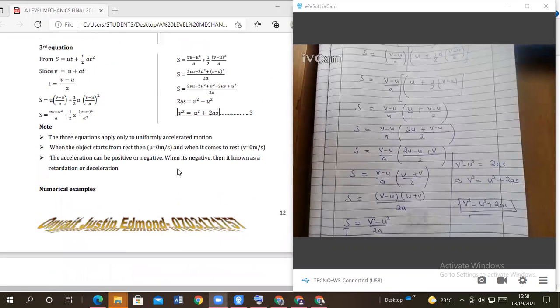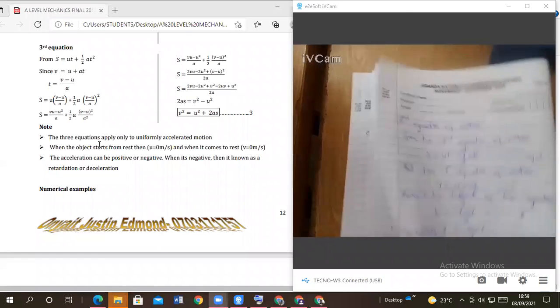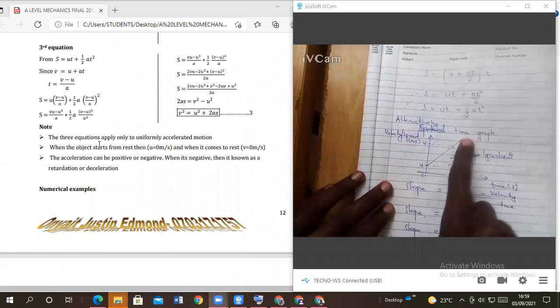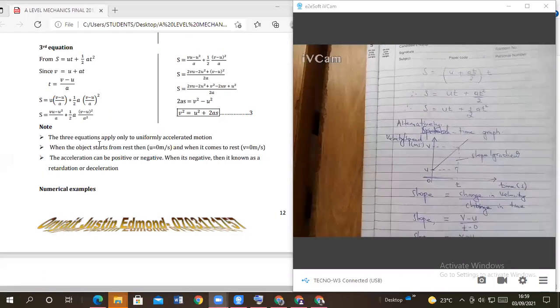Now, you check on the notes. We are saying that the three equations apply only to uniformly accelerated motion. So that's another thing you must take note of. Note: the three equations are only applied when a body is under uniform acceleration. And when we talk of uniform acceleration, it is when the rate of change of velocity is constant. That's why I was able to draw for you this graph when I was deriving this, because I'm assuming the body is under uniform acceleration.